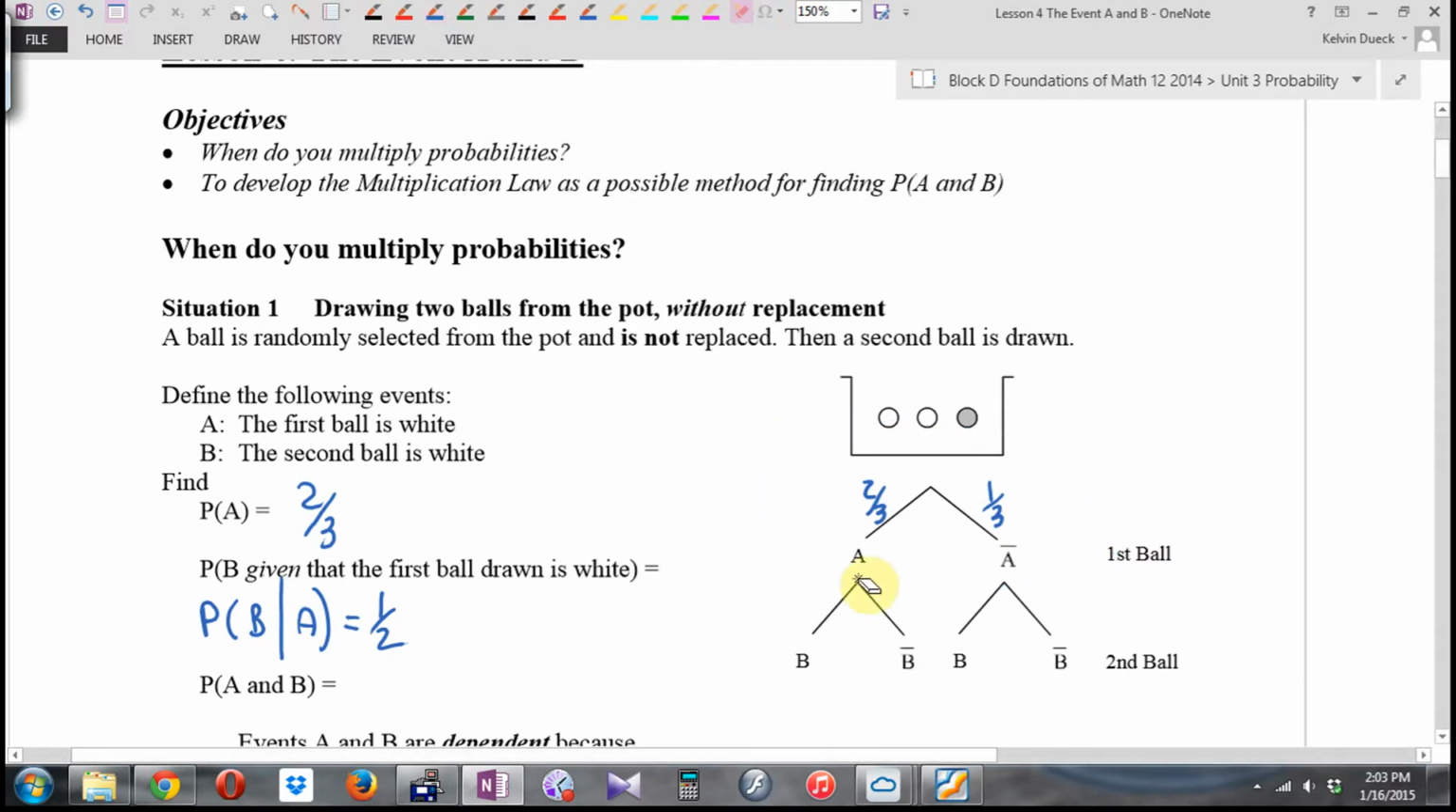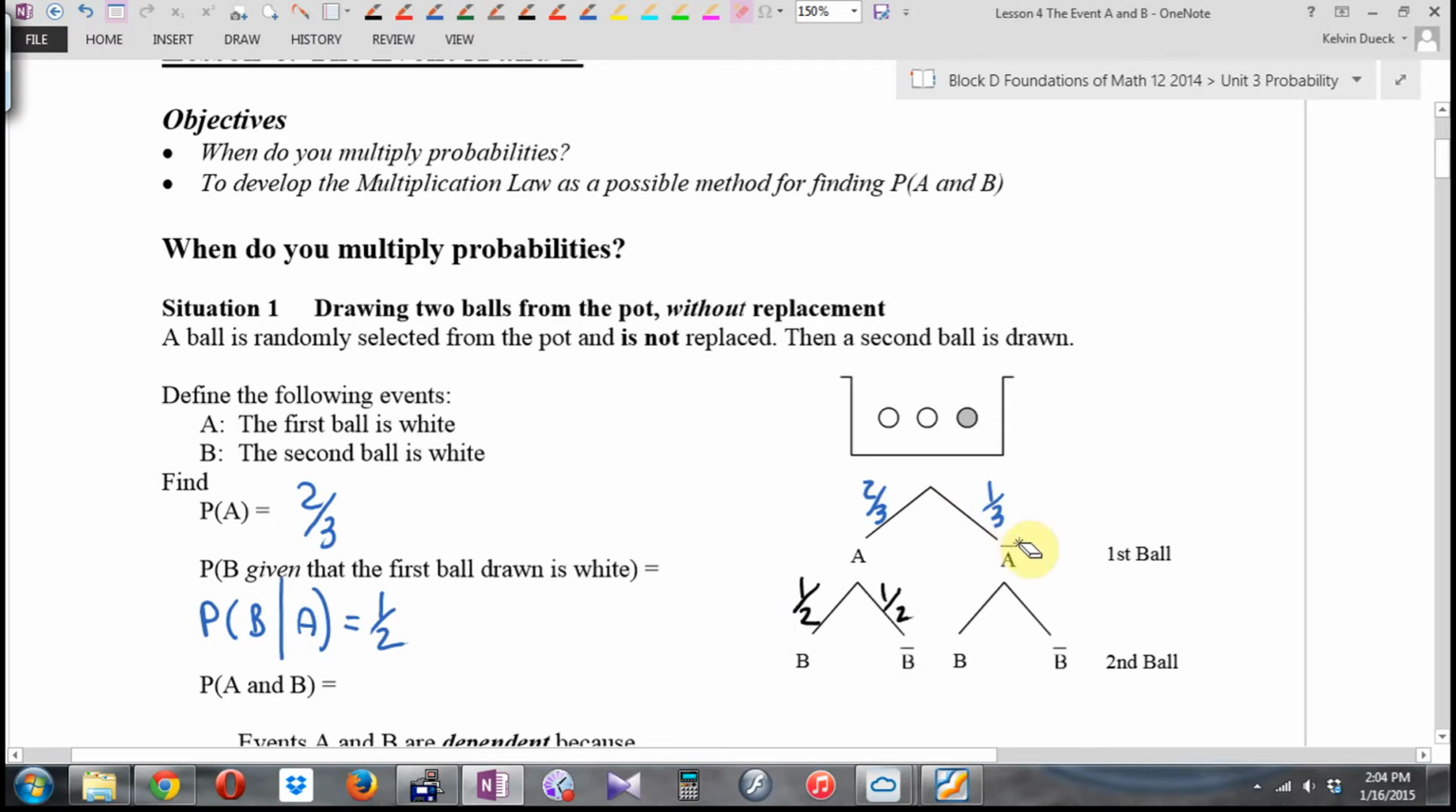Then on the second ball, it could be white or black, white or black. Down this branch, Darian, we got a white ball already. How many white balls are left in the pot? Out of? What's the probability, if you get a white ball first, what's the probability of getting a black ball second? Also 1 out of 2. By the way, double check, do those add to 1? We didn't miss anything.